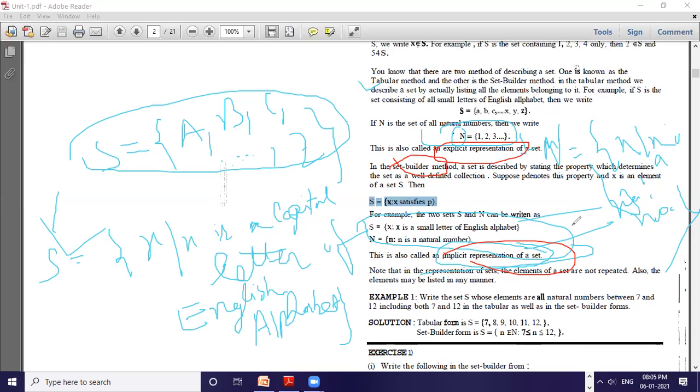So let's come to some numericals then. So first take this. So let me clear this.